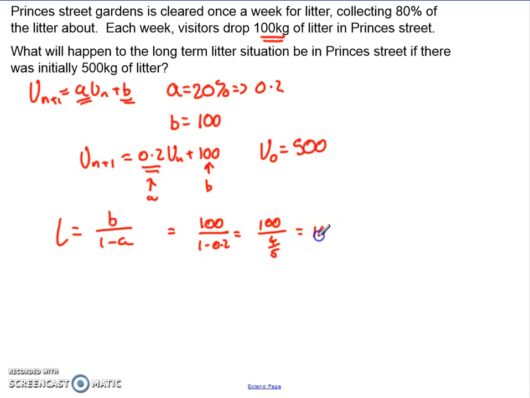1 minus 0.2 is 0.8, so it's going to be 100 divided by 0.8, which is the equivalent of 4/5. Flip the fraction on the bottom, and it becomes 100 times 5 over 4. 100 times 5 quarters gives you 125 kilograms of litter. So what we know is we're never going to go below 125 kilograms of litter. It's always going to be sitting there, unless we do something to change the behaviour, get people to drop less, or pick up more per week.